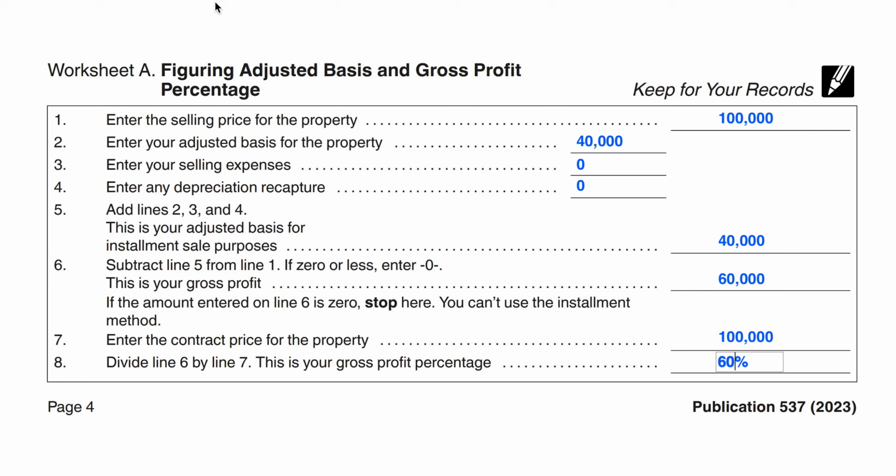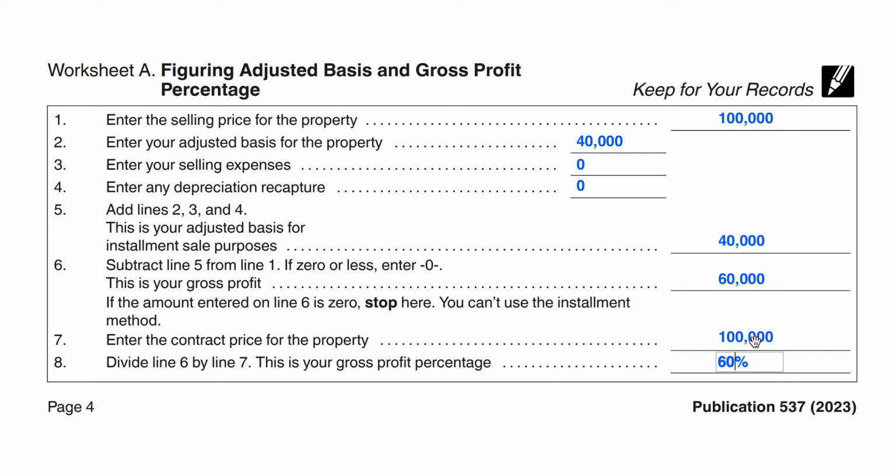In line 1, you enter the selling price for the property, which is $100,000. In line 2, we enter the adjusted basis for that property, which we had bought for $40,000. Because it was land, there is no depreciation involved, and let's just assume that we had 0 selling expenses. So we add lines 2, 3, and 4 over here on the right, and we come up with $40,000. That's the adjusted basis, which we subtracted from the sales price to get $60,000.